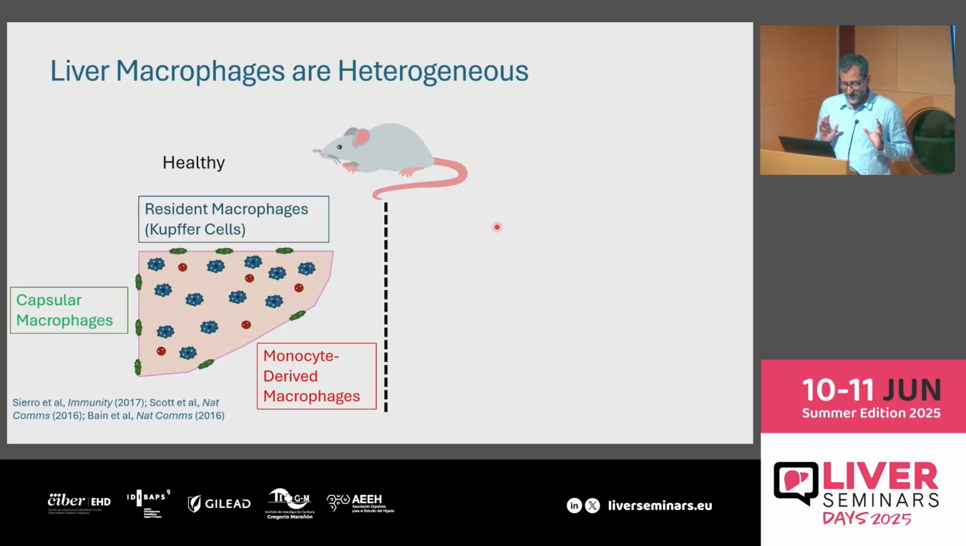So I've simplified this, but broadly in the healthy mouse liver, there are 3 different types of macrophage. There are the resident Kupffer cells, which are embryologically derived, and they self-renew throughout adult life, without really any contribution from the circulation. There's a small population of macrophages which reside in the capsule of the liver, called capsular macrophages. We're not really sure what role they have in the context of human disease. And then there's another population of monocyte-derived macrophages.